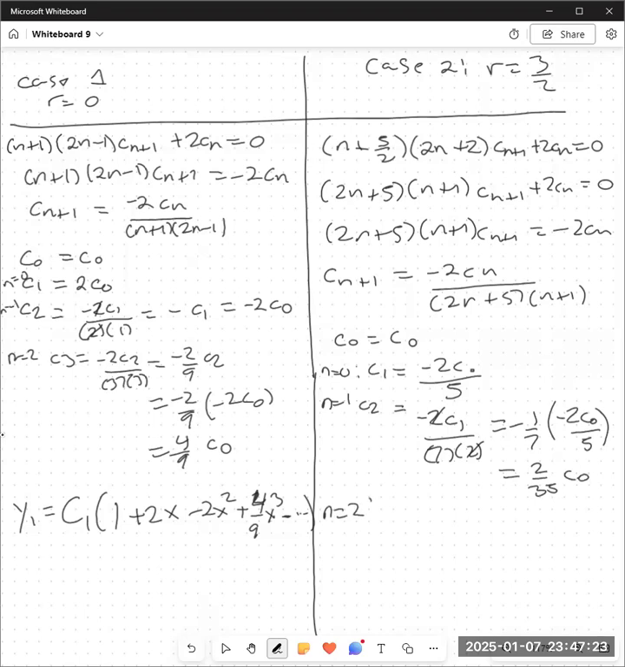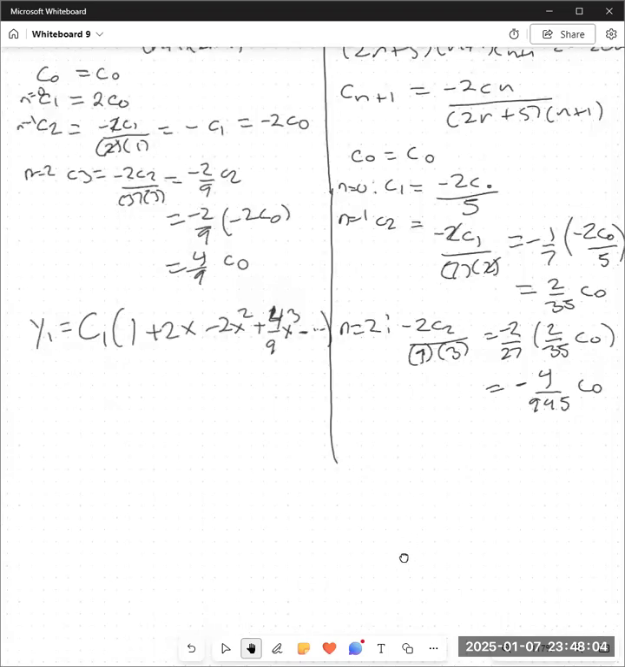When n equals 2, we have -2C2 over, there's my 9 and my 3. So that is -2 over 27. C2 is 2 over 35 C0. And so that makes a -4 over, and then you can do this in your calculator, that's 945 is what I got. And that makes my other piece of my answer here.